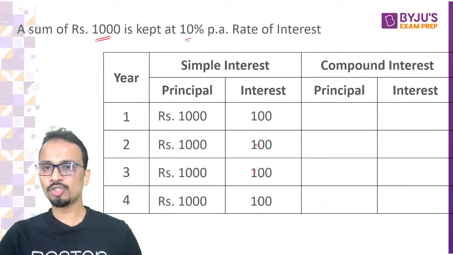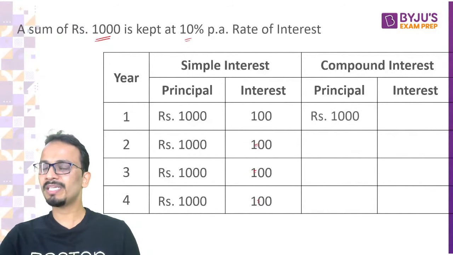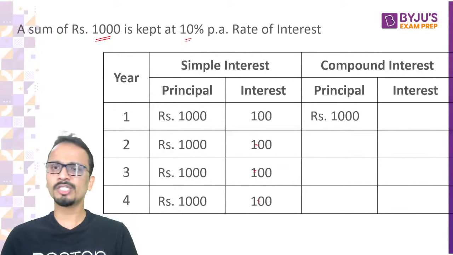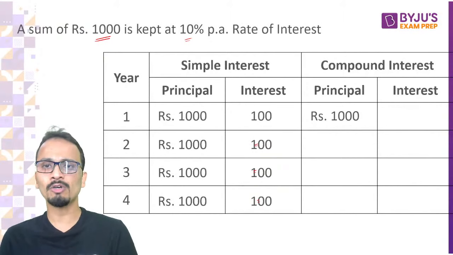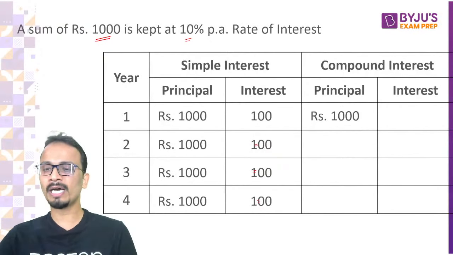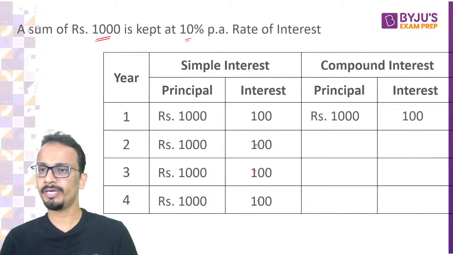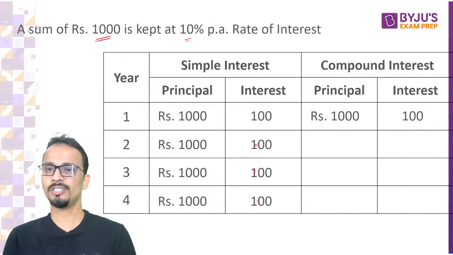So for the first year the principal is 1000, and interest will be calculated on this 1000. 10% of 1000 will be equal to 100. Very simple calculation.